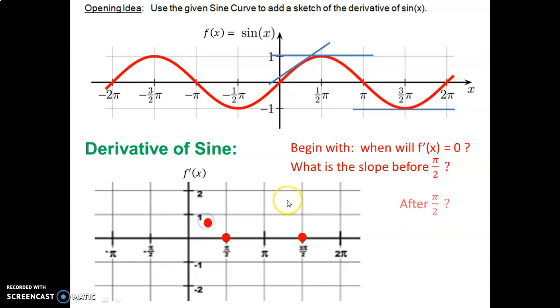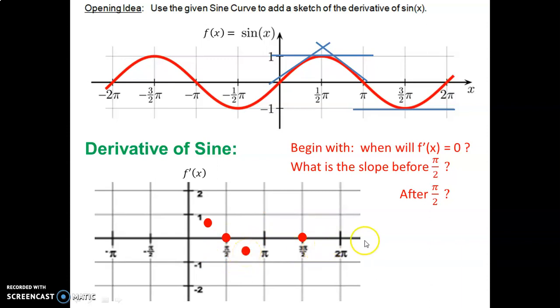Okay, next question. What is the slope after pi over 2? So now looking at this original graph, after pi over 2, what's the slope over here? Well, the slope there is negative. So that means after pi over 2, we must have a negative derivative value. So maybe somewhere down here.